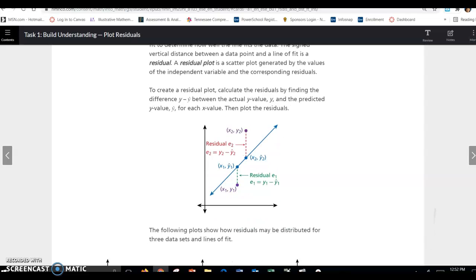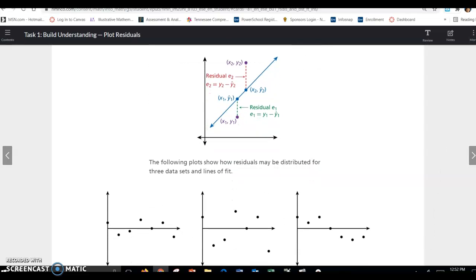Then plot the residuals. So you can see here, this is given x2, so here's our x value. And this is the predicted point because it's on the line. And then this is the actual point. So the residual is the difference between those. You can see they're doing y2 minus this y2 with the little caret on top.